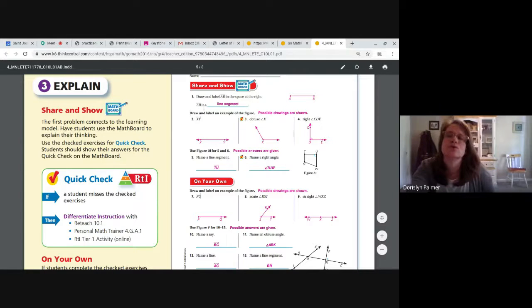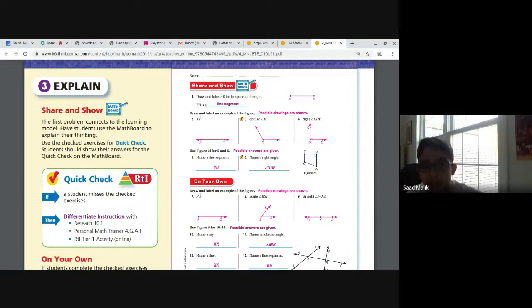All right. Number two, draw and label an example of this one is called line XY. So you draw 2 points, X and Y, and connect them. But this time at the end, you go a little past the X and the Y and put arrows on the end. And that's what a line looks like.